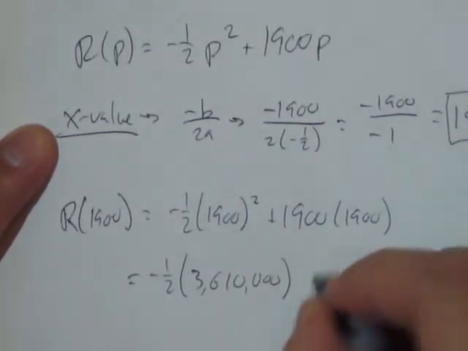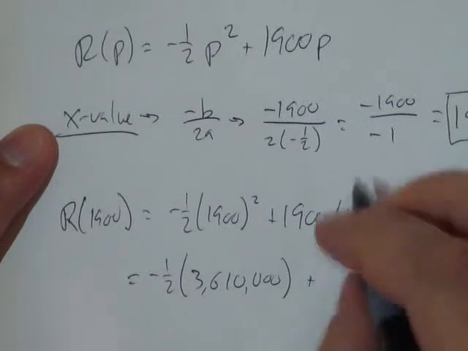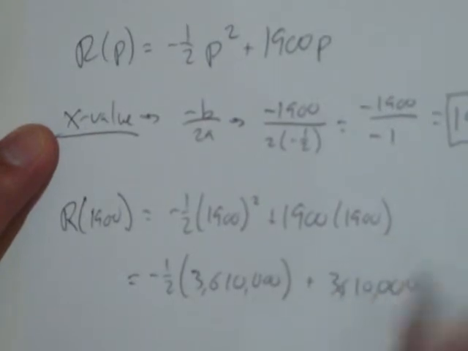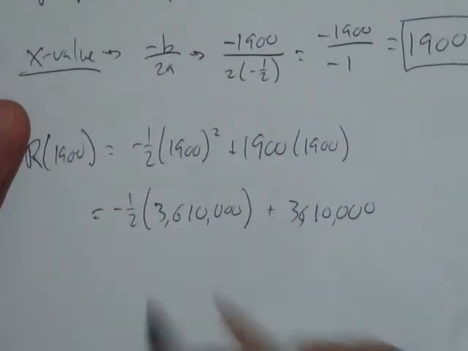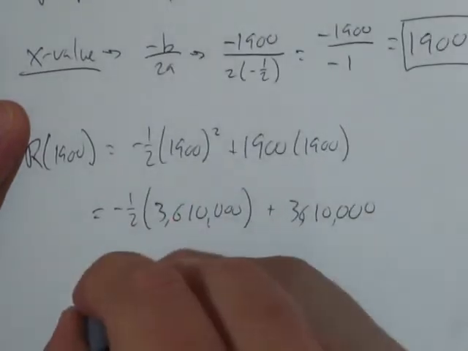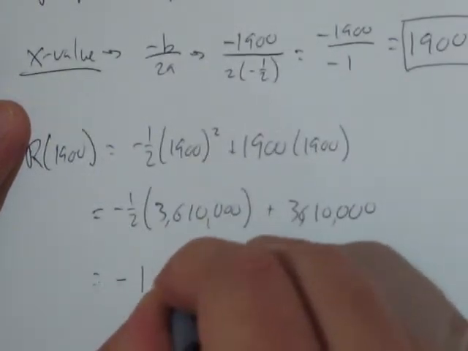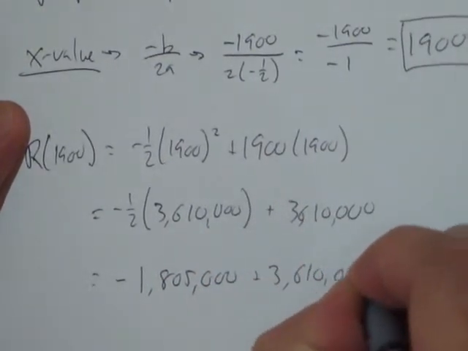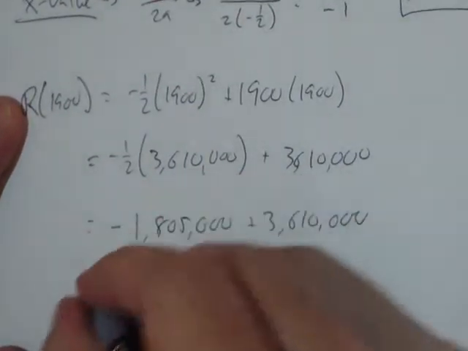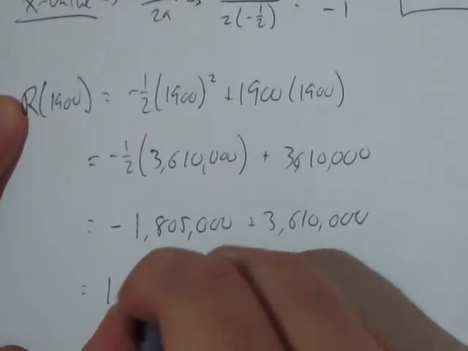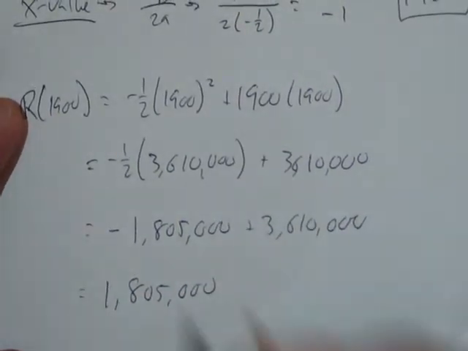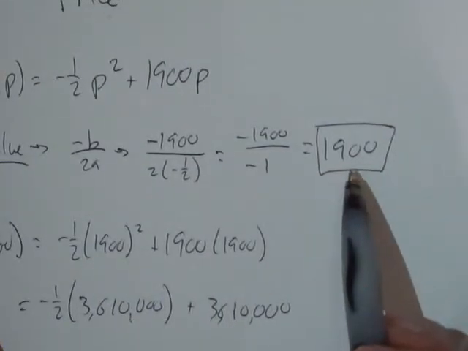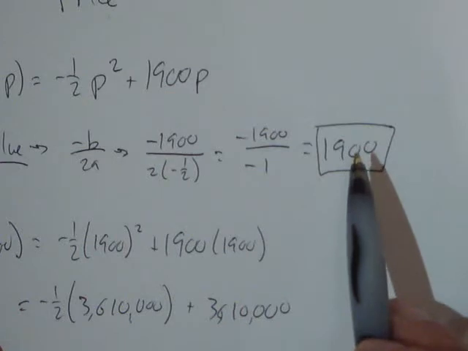$3,610,000 plus this again, 1900 times 1900, which is also 3,610,000. Okay, so there's that. So we have that going on, lots of big numbers here. This is negative 1/2 times this, so we end up getting negative 1,805,000 plus 3,610,000. And then now we just add this together, and it looks like we get the same number back, but it's positive now, so 1,805,000.